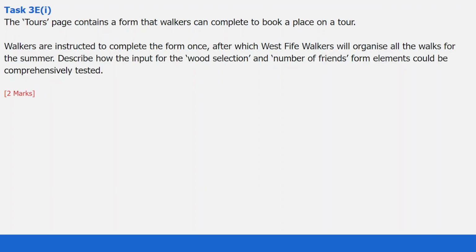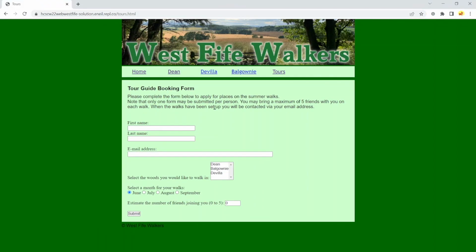So let's go and have a look at the form. Here we go, here is the form. Please complete the form below to apply for places for summer walks. Note that only one form can be submitted per person. You may bring a maximum of 5 friends with you on each walk. When the walks have been set up, you will be contacted via email.